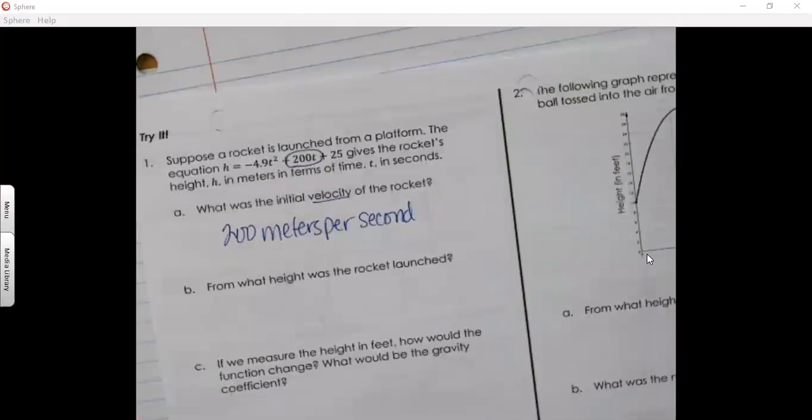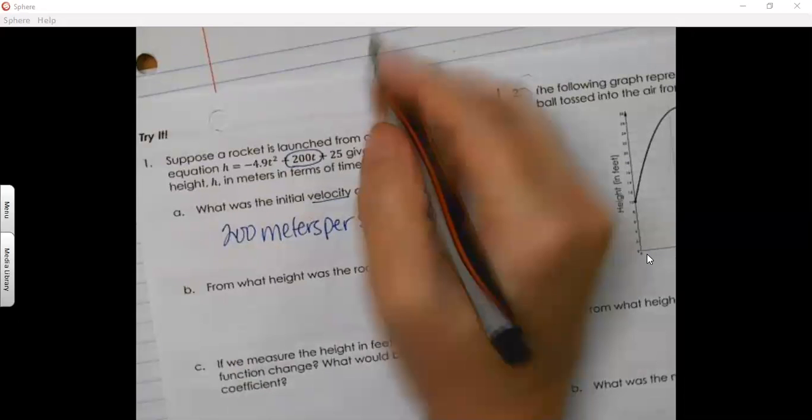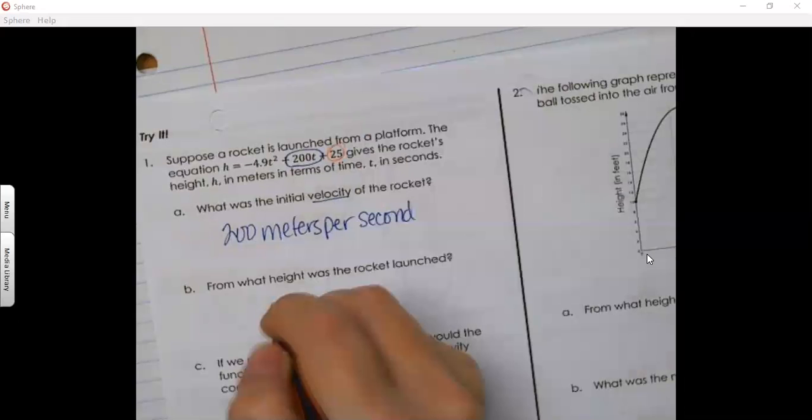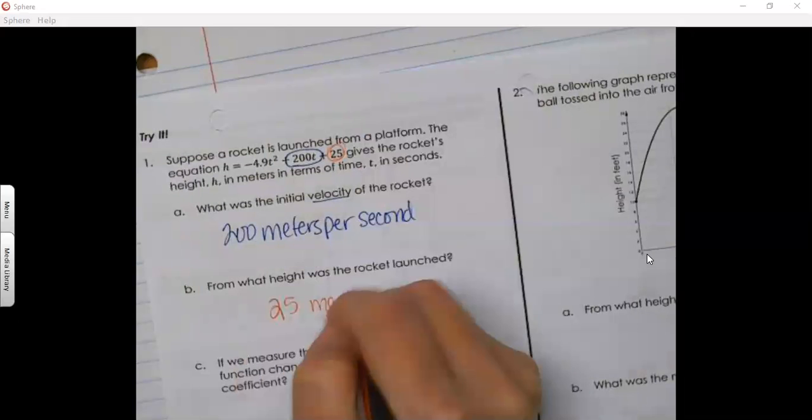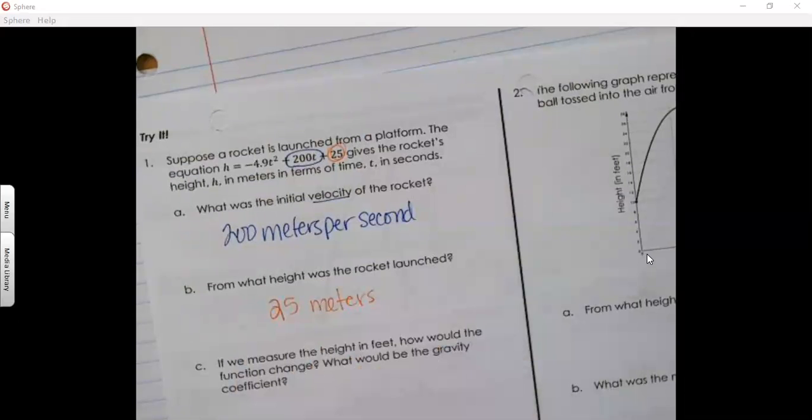Oh, okay. From what height was the rocket launched? 25 meters. The initial height is 25. It's in meters, 25 meters. Very good. And we know that just by looking at the equation. And of course, negative 4.9, that is our gravity, and because it's negative 4.9 and not negative 16, we know it's meters, even though they told us it was meters, but if they didn't, we would know because it's negative 4.9, right?